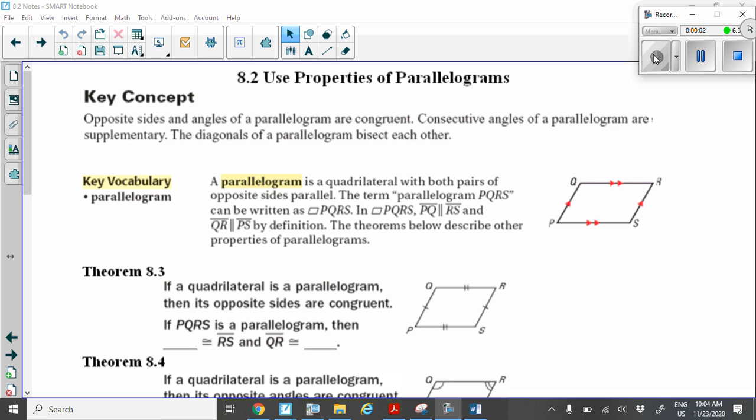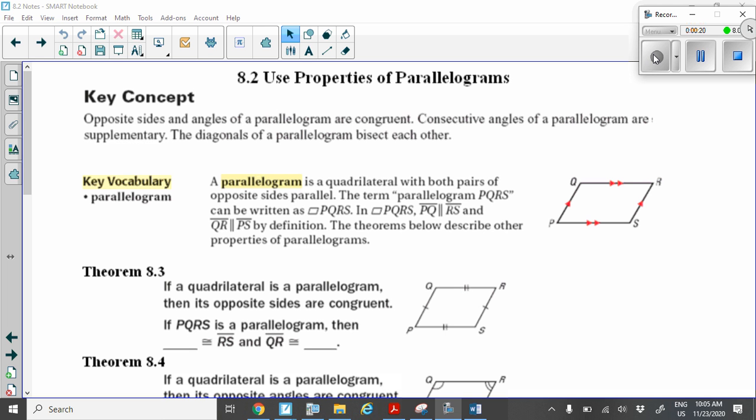Hi guys, so here are the notes for 8.2. We are now going to get into specifically different types of quadrilaterals. So quadrilaterals are polygons that have four sides. Now today we're going to be talking about particularly properties of parallelograms.